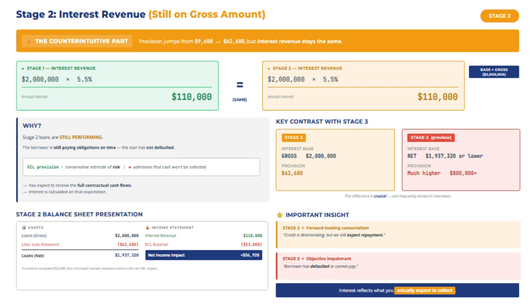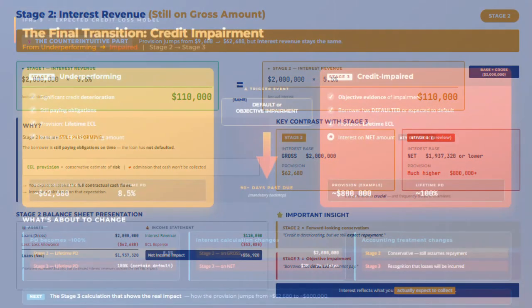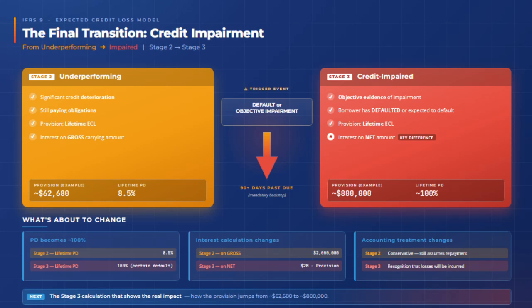Now this is the final transition, the credit impairment. A loan moves from stage 2 to stage 3 when one thing happens: objective evidence of default or credit impairment. Stage 2 is the underperforming stage. The borrower shows significant credit deterioration but is still paying the obligations, and the provision was approximately 62,680. The lifetime PD is 8.5%. The interest accrues on the gross carrying amount of 2 million. And this is the warning zone. The credit risk is elevated, but the default hasn't occurred yet.